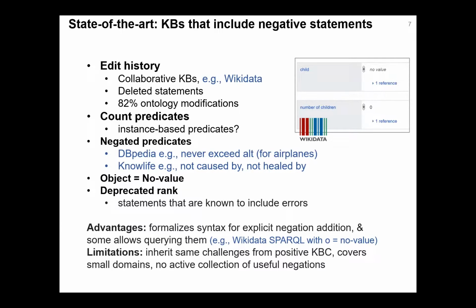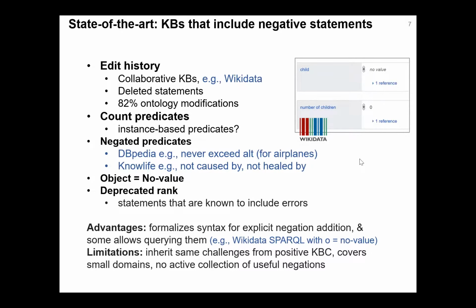And what we've seen here from the relations that we have is they cover small domains. So for number of children, maybe number of seats, number of stadiums, but they are not generalized to everything in the knowledge base. And there's no active collection of useful negations. So far, negations are added kind of randomly, whatever the editor feels should be added, or positive information that has been added and then marked as an error, but there's no formal framework to add these negations.